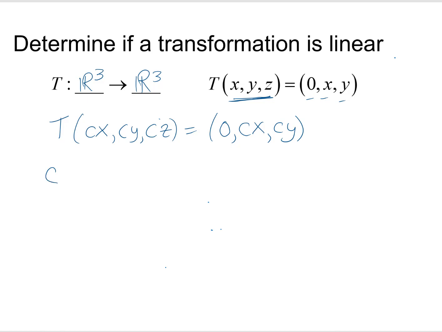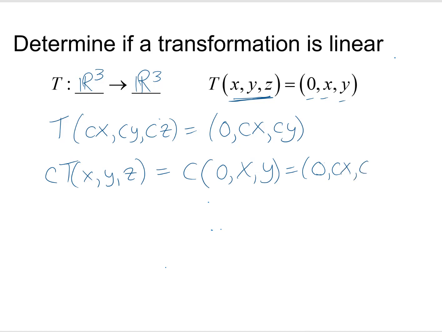Now what if we instead do the c later and we transform x, y, z and then multiply by c? So here's the c out in front, transform it, 0, x, and y, and now distribute the c through. So we have 0, cx, and cy, and we see that those match. So the first property of linear transformations holds, the scalar multiplication.